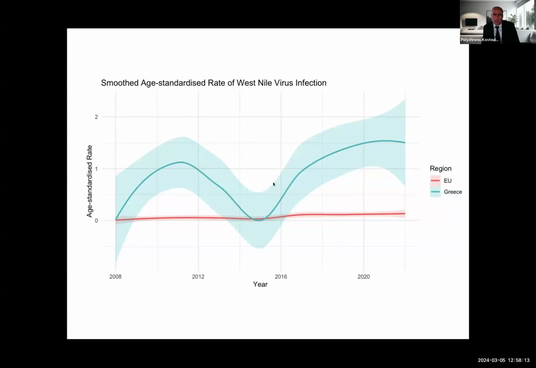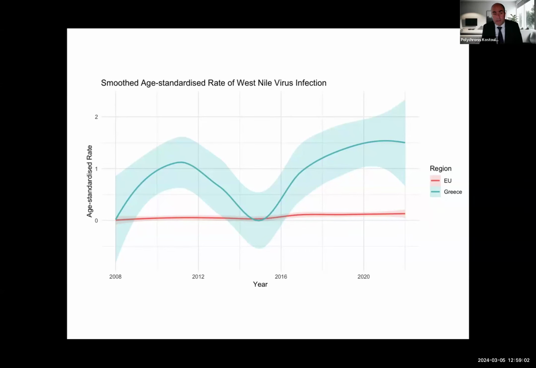I've created a small graph about the smoothed age standardized rate of West Nile virus infection in Greece and Europe as a whole from 2008 up to 2022. You can see with the blue-green line the age standardized rate for Greece, which is a lot, of course, higher than the overall age standardized rate for the European Union, including the UK. This is based on the reported rate from ECDC. The rate is never zero. We just have, as we said, the first epidemic back in 2010, and ever since we have a high number of cases in Greece. And of course, the standardized rate is also very high.